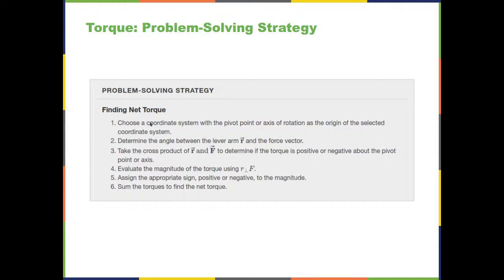First, we're almost always going to want to pick the origin of the coordinate system at the pivot point, or the axis of rotation. Then we're going to find the cross product of R and F for each of the individual forces, and ultimately sum all of the torques to find the net torque.